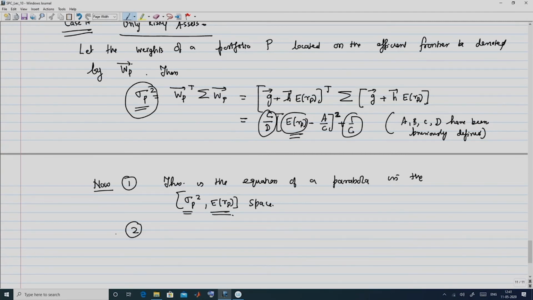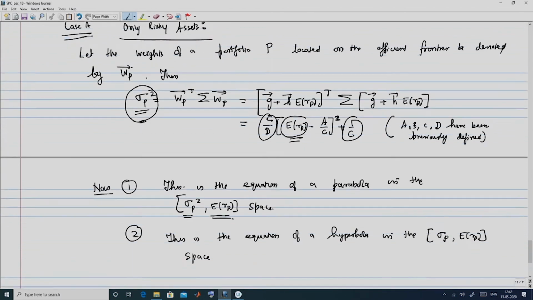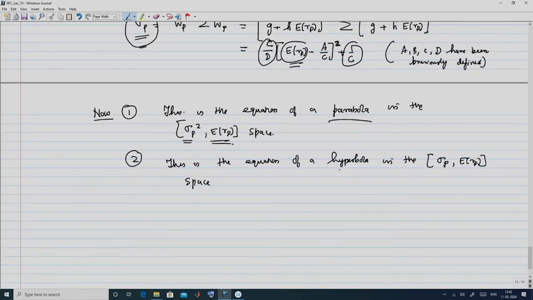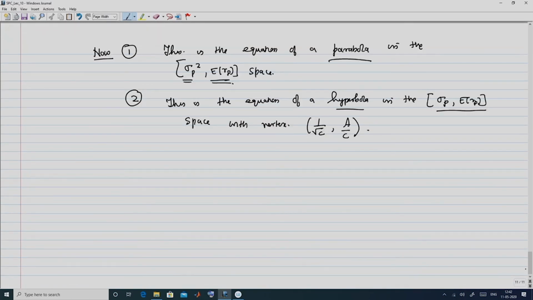And if we consider the sigma ERP space, then this becomes something like x square, and this becomes y minus some constant square. So, accordingly, this is the equation of a hyperbola in the sigma p ERP space. Depending on whether you are plotting sigma p square or sigma p against ERP, it will either be a parabola or a hyperbola. In the sigma p ERP space, it is a hyperbola, and the vertex can be determined from these constants. The vertex is going to be 1 over square root of C and A over C. So, graphically it is going to look something like this.